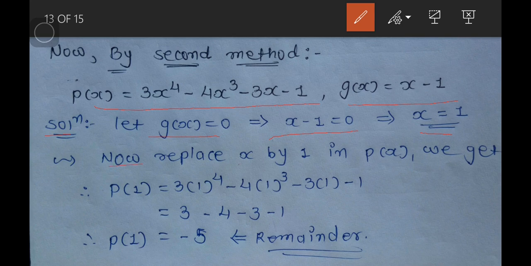Now we replace x by 1 in p of x. Then p of 1 is equal to 3 into 1 raised to 4 minus 4 into 1 raised to 3 minus 3 into 1 minus 1, then we get 3 minus 4 minus 3 minus 1, and at last p of 1 is equal to minus 5, that is our remainder. So if you want to find only the remainder, then we go for this method.